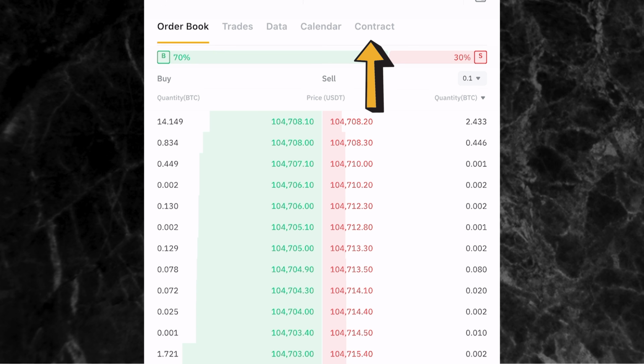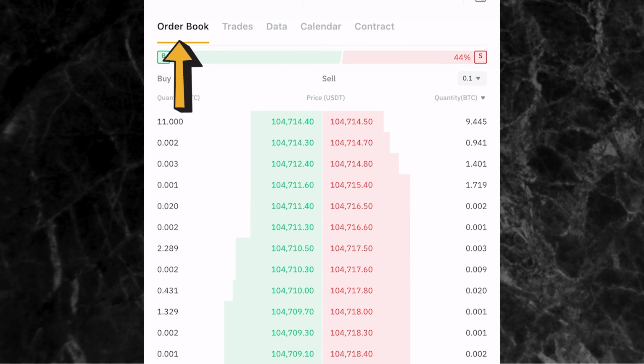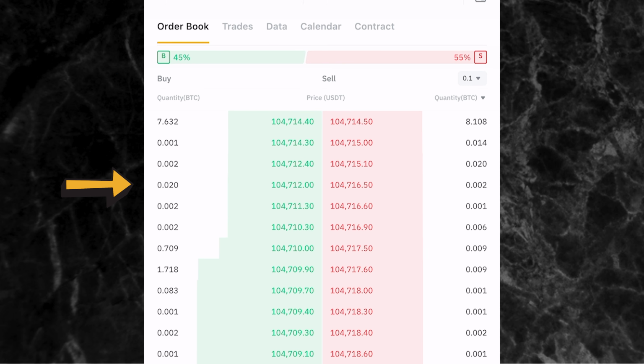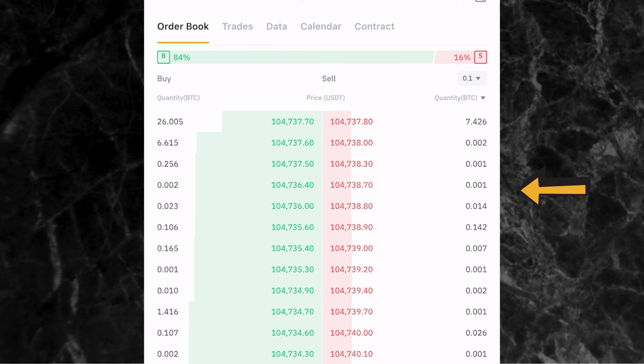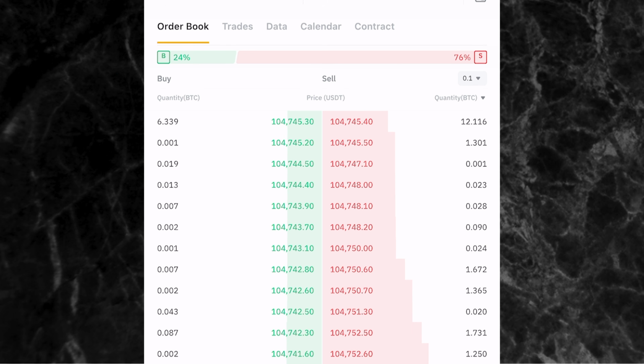Now, if you keep scrolling up again, you see where you have this order book, trades, data, calendar, and contracts. Under this, the order book is showing you the trades that are currently going on in this market right now. You can see this green part right here. This green part is showing you people are currently longing. Longing means that they are predicting that the price will go up. And if you come here to this red side, it shows you people who are currently shorting the market. That means they are predicting that the market is going down. I hope you understand. So you can see that people are shorting and longing BTC at the same time almost every second, and every second this is changing.